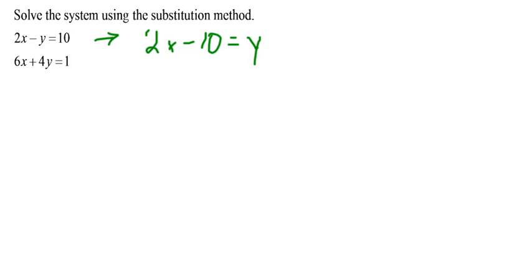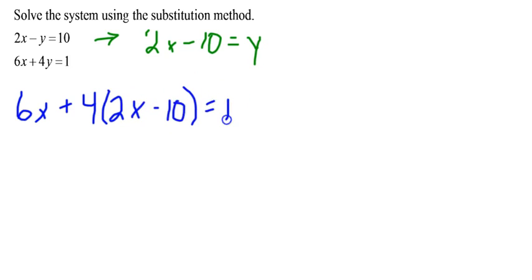So what we can do is take the second equation, and everywhere we have a y, we're going to replace that with 2x minus 10. So rather than write 4y, we're going to take 4 multiplied by 2x minus 10. The reason we do that: before, we had two unknowns, x and y. Now we use the substitution method, we have one unknown variable. We have it just in terms of x, so now we can solve this.